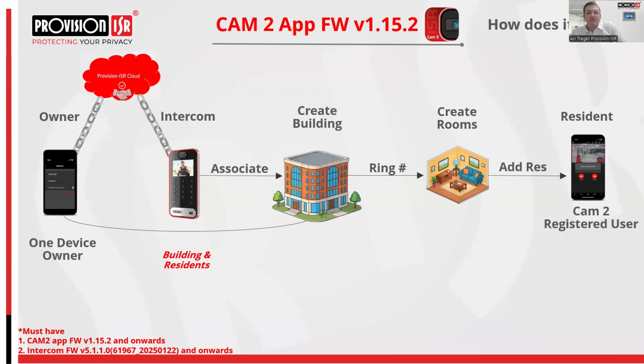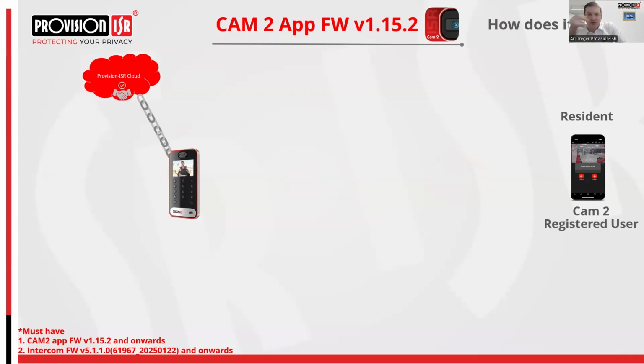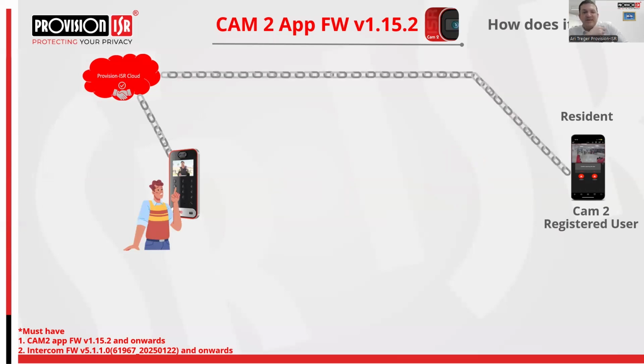Okay, after the system is programmed, here's how it works. When a visitor arrives and dials a room number, the intercom communicates with the Provision ISR cloud, identifying the associated CAM2 user or users, and all residents linked to that room number on that intercom will then receive a call on their CAM2 application.